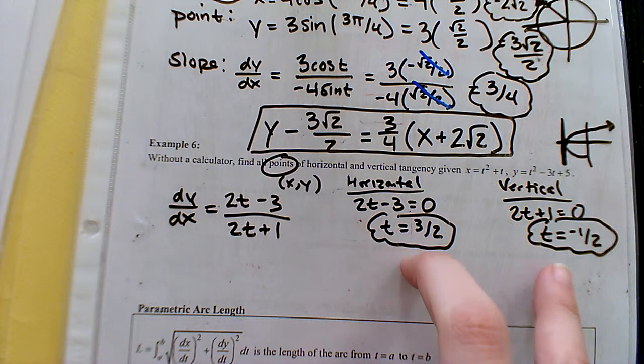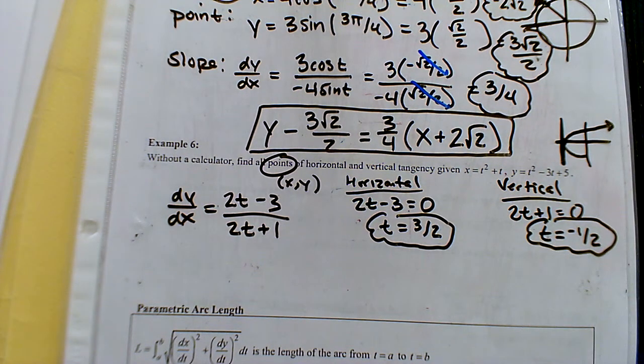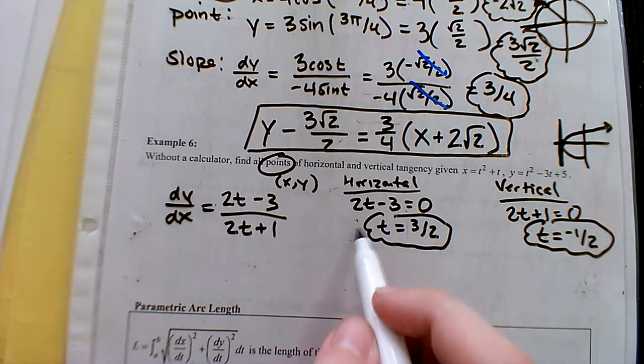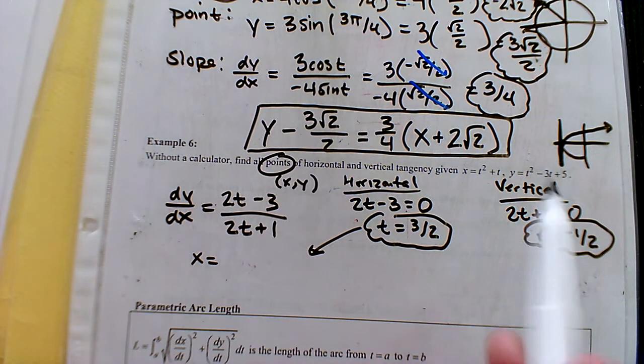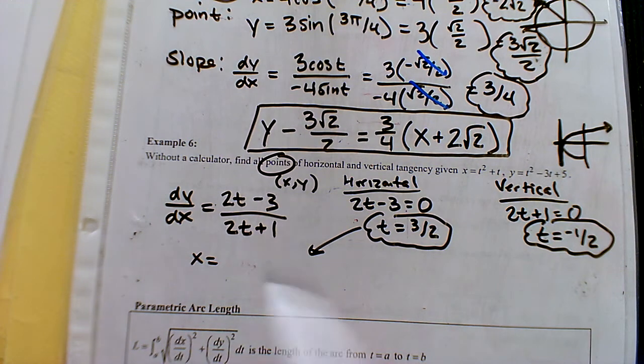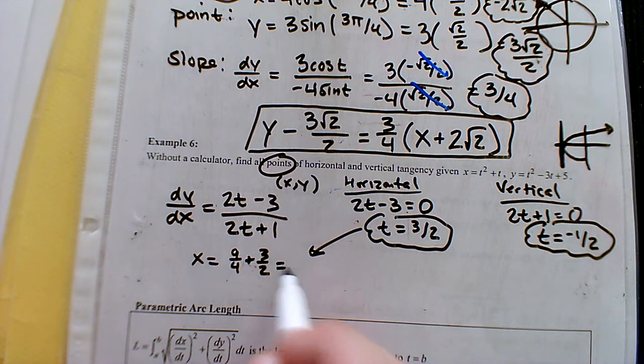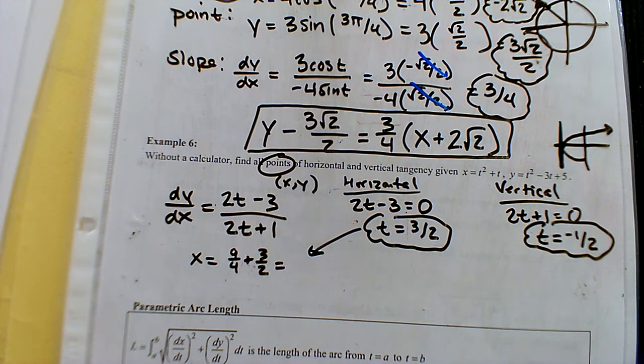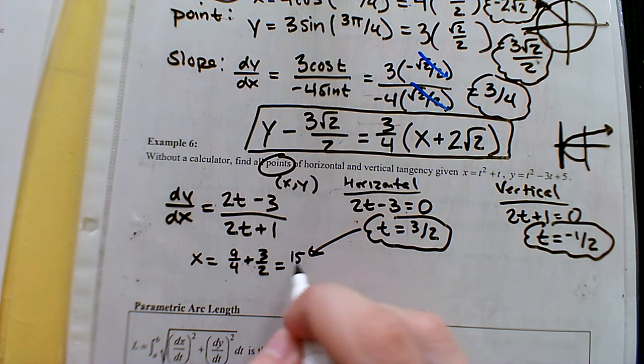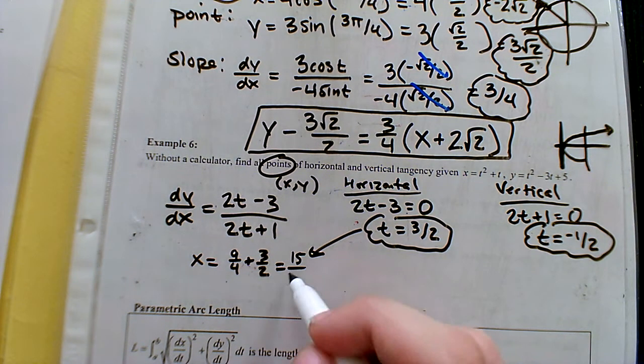How can we use the times we just found to find a point? Plug them in. All right, so let's see. In the x equation, we would need 3/2 squared, which would be 9/4, plus 3/2. Common denominator would be 4, so 9/4 plus 6/4 would be 15/4.